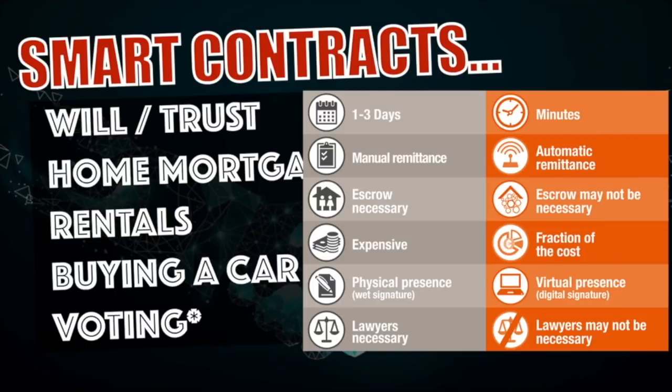Now they have a smart contract. Instead of manual remittance, it's automatic. It's automatically taken off the blockchain for whatever you've decided to use, usually Ethereum. Escrow may not be necessary if we're going to do home mortgages. Expensive, not so much, because we're eliminating the middle person, so it's a fraction of the cost.